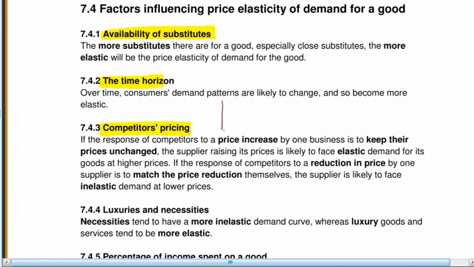We sometimes refer to this phenomenon as a kinked demand curve. If you find yourself at this point here, the demand curve is kinked, it's bent. If you put your prices up, nobody follows suit, so it's elastic. But if you put your prices down, everyone follows suit, so at that point it's inelastic.